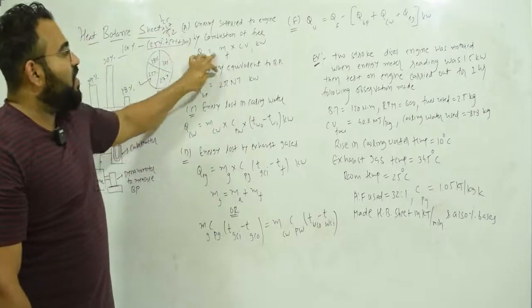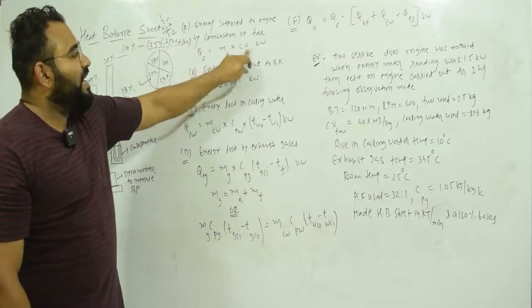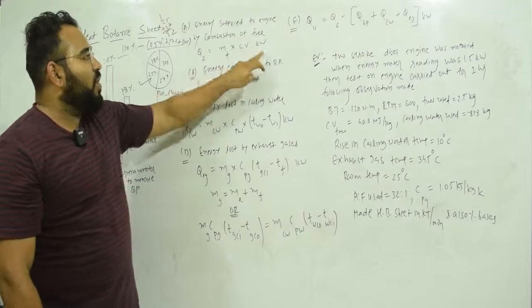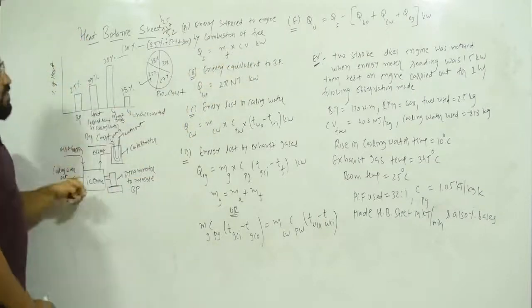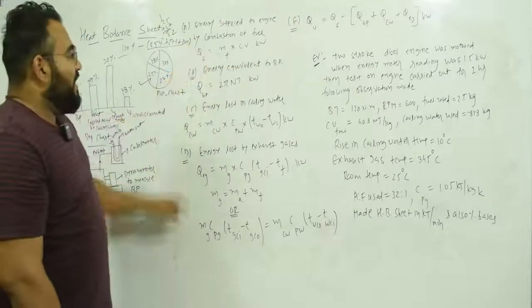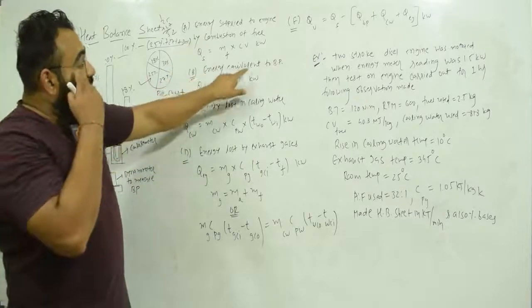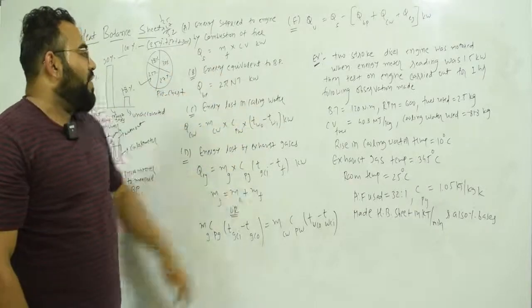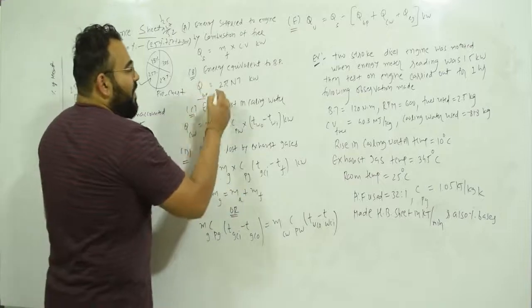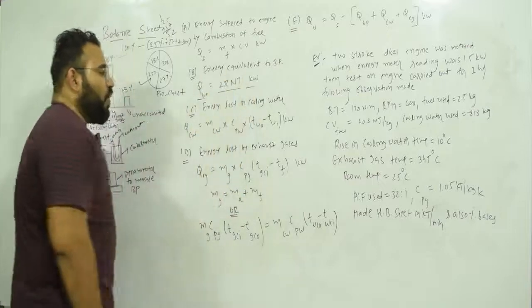So what is the energy supplied? Mass of fuel multiplied by the calorific value of fuel. So this many kilowatts I am giving in. So this is our 100% balance. Okay. Second, what is the energy equivalent to brake power? So the energy converted to brake power, the formula is Q brake power is equal to 2 pi NT kilowatt.